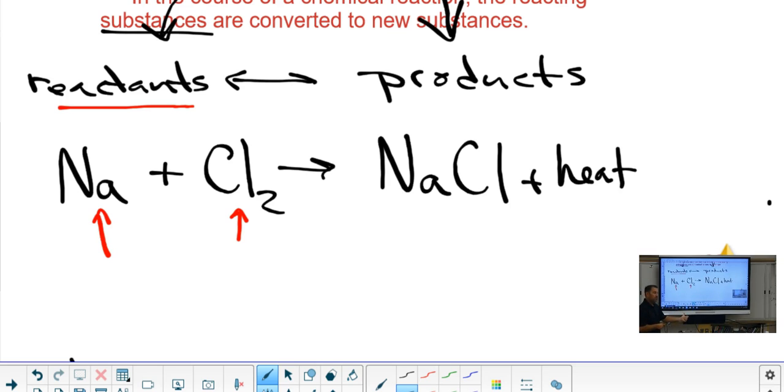So the reason chlorine has a 2 is because it's a diatomic atom. When it's alone, it's always with one of its twins. Remember that from yesterday? But sodium was not on that list, so this would be considered monatomic, meaning 1. This would be diatomic, which would mean 2.